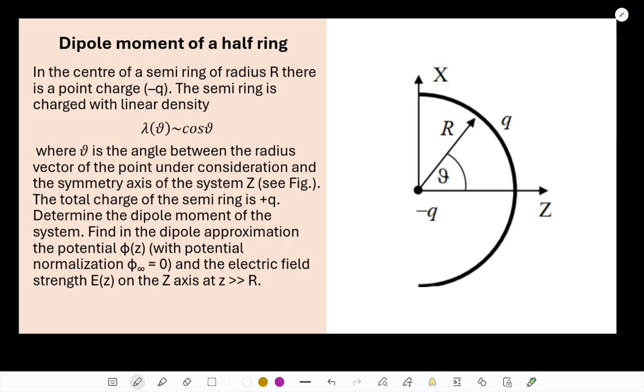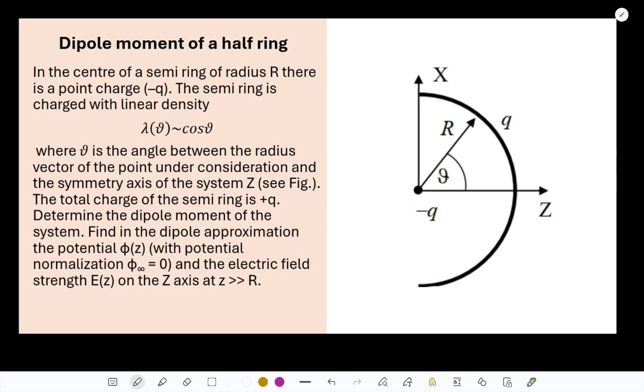And welcome again. Here is one more problem in this series in which we are calculating the dipole moment of a neutral system, and this time we are going to calculate the dipole moment of a half ring, a semicircular ring. It's half, easier to speak.